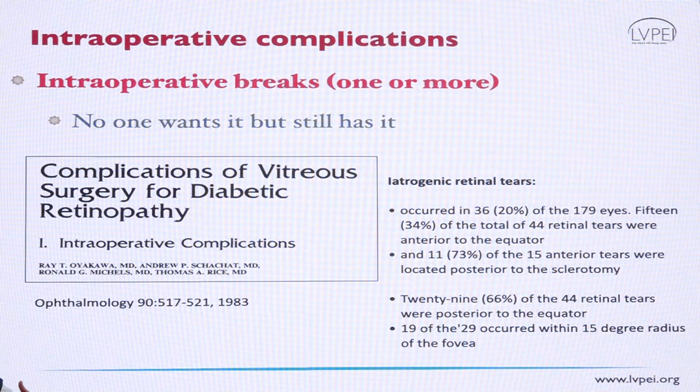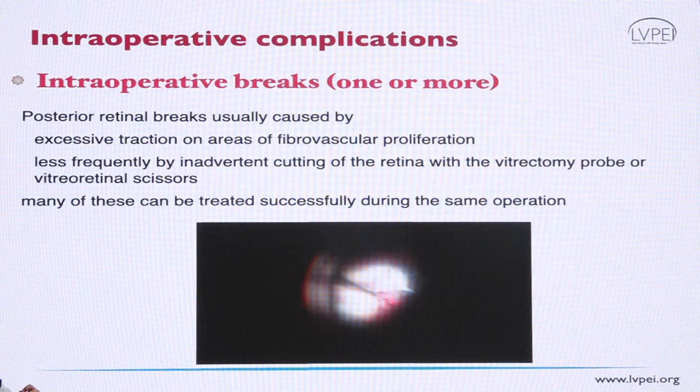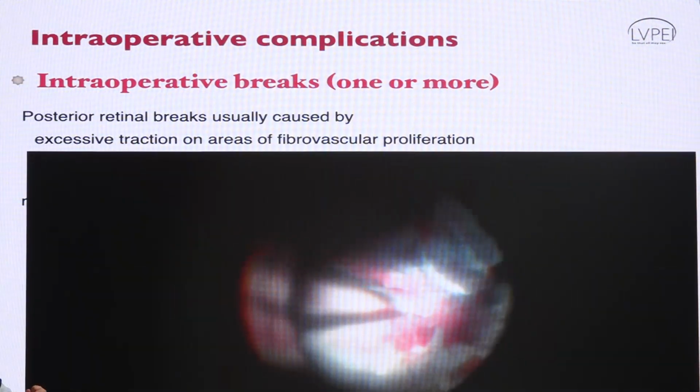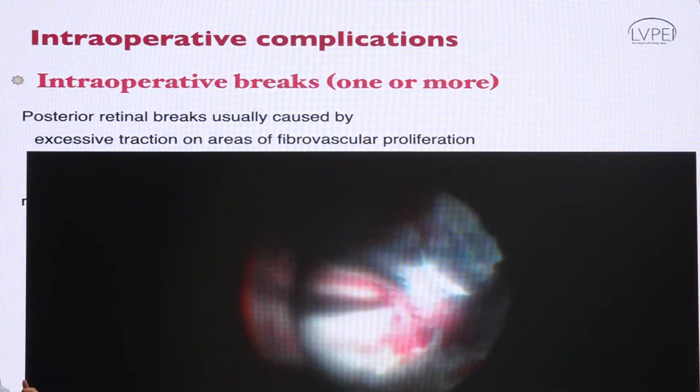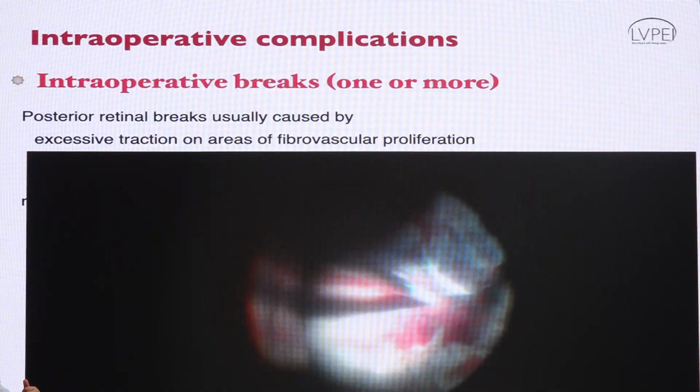The incidence has come down with improved instrumentation, but it is still pretty good. About 10% of cases can have one or more tears. A posterior retinal break is usually caused by traction as you're dissecting this fibrovascular proliferation. I'll show you this video, which is not a great one to see, but a big learning about how to keep the mouth of the cutter away.